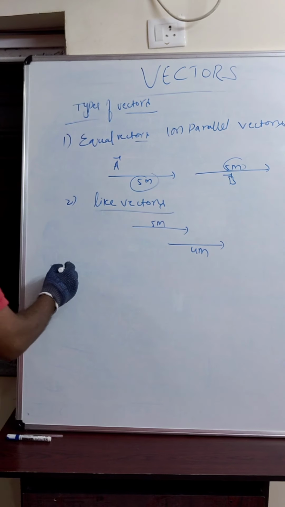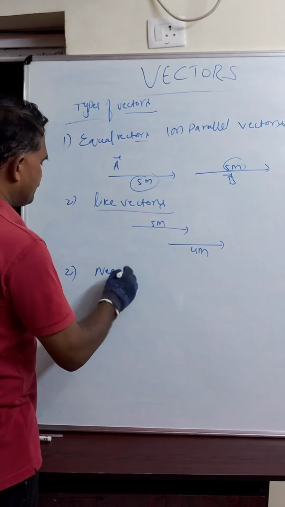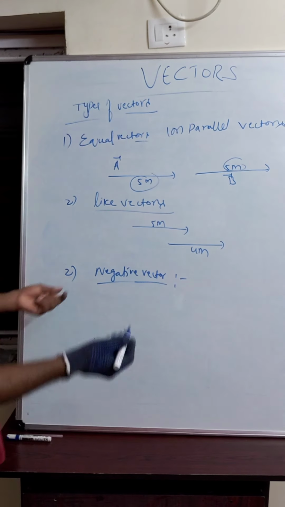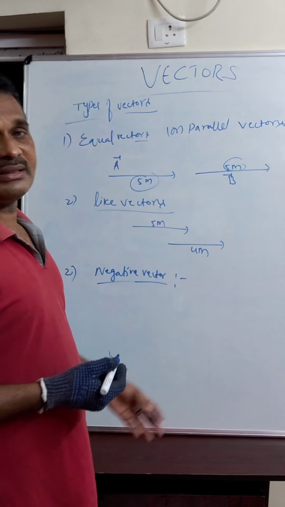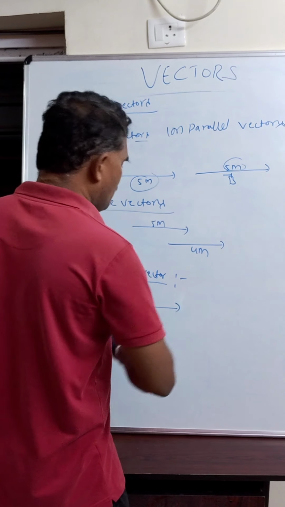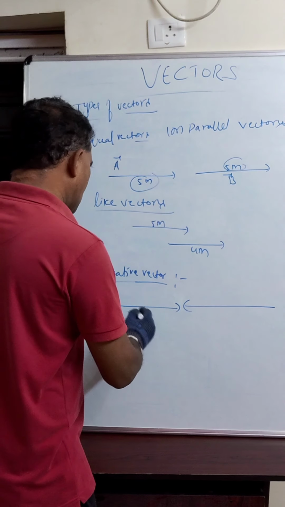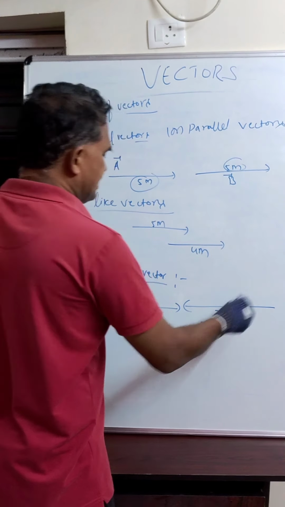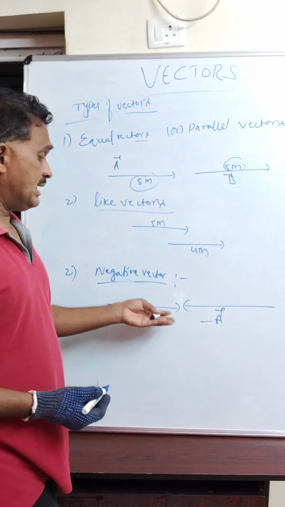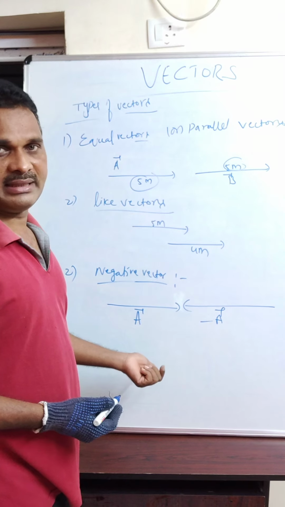Next one is negative vector, or anti-parallel vector. Two vectors are moving in opposite directions. If one vector is moving in this direction, another vector is going in this direction. Suppose this is A bar and this is minus A bar. These two vectors are called negative vectors. So the direction is opposite. That's why these are called negative vectors.